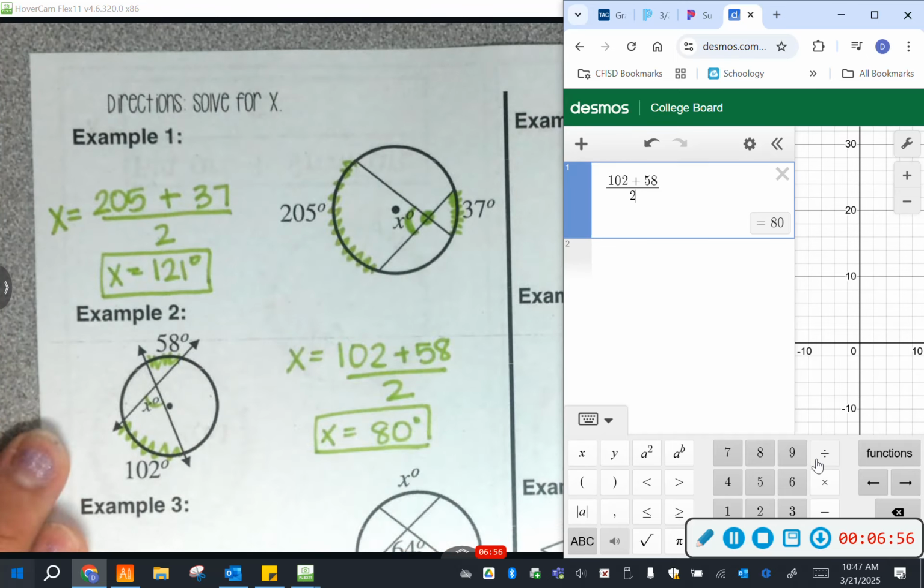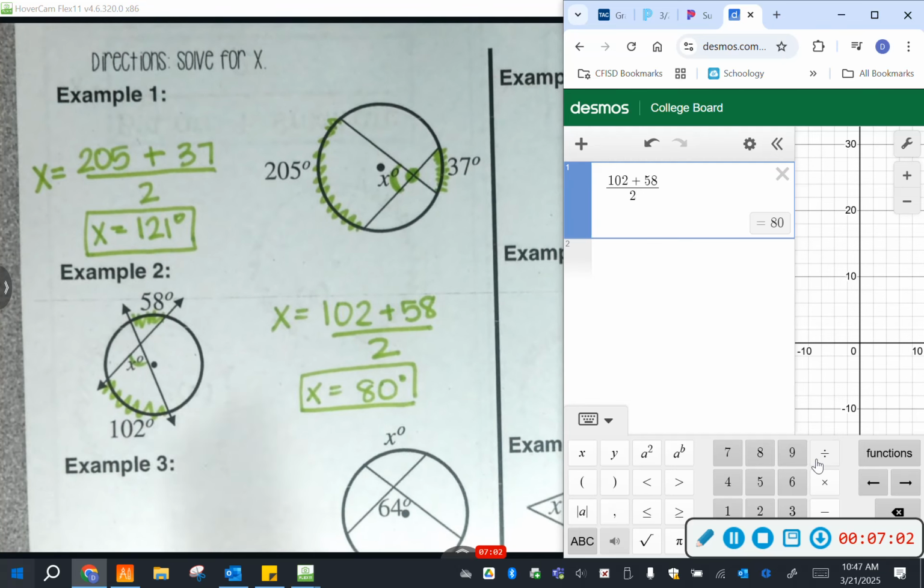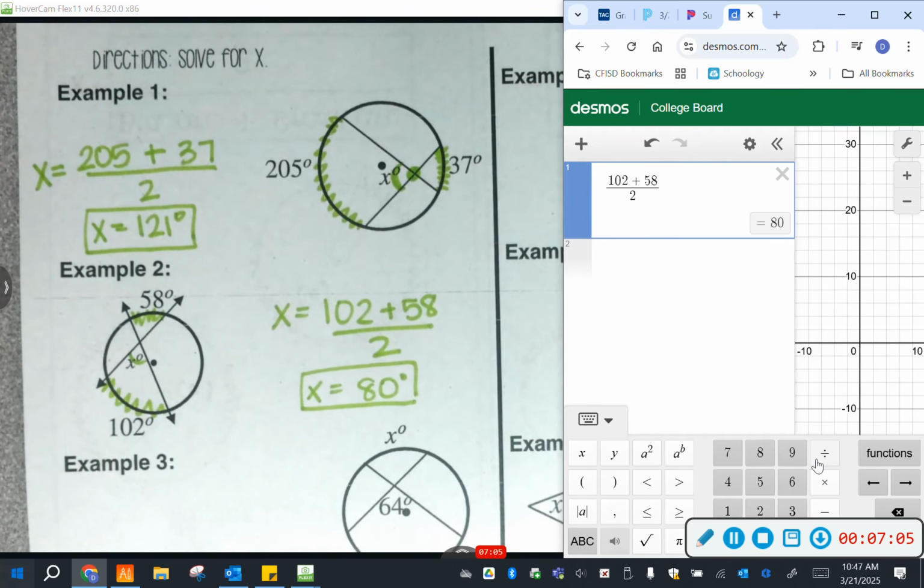We're getting signed seats on Monday. We are going to skip example 3 and we'll do example 3 on Monday.